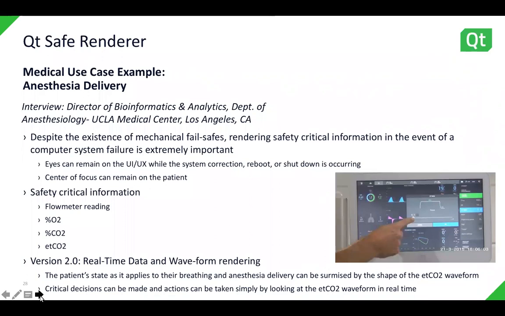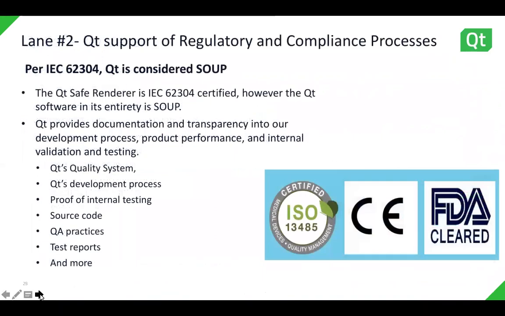And so this real-time data and waveform rendering is important because the patient state as it applies to their breathing and anesthesia delivery can be surmised in the shape of an end-tidal CO2 waveform. So the doctor, as trained as he is, can look at the slope and the shape of the waveform and know the status of that patient. So critical decisions can be made and actions can be taken simply by looking at the end-tidal CO2 waveform in real time. That's why having that rendered continuously is of huge help and will not interrupt the procedure. So that's the importance that has been communicated to us.